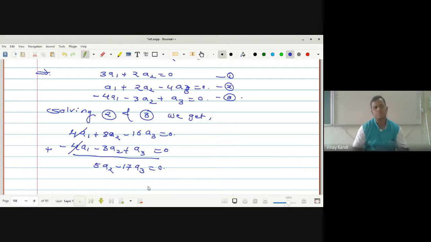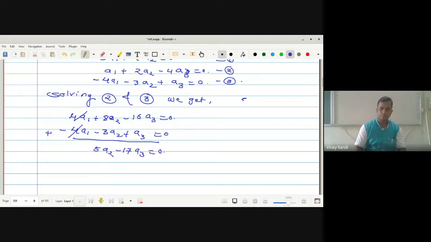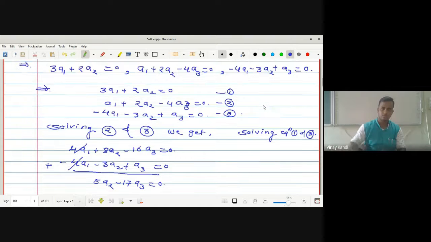Okay. Now, by solving equations 1 and 3, what do we get? This is the 1 and 2 solver. Equations 1 and 2.